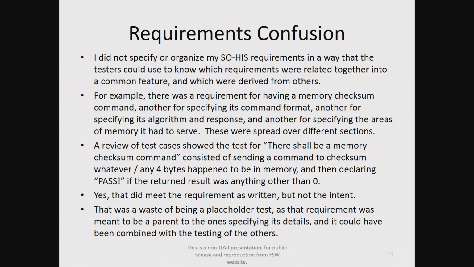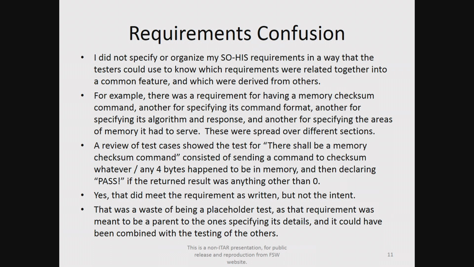So now for a couple of examples on various things from my projects. For HIS, I did not really specify very well which of my requirements were high level or low level when I wrote them and how they related to each other. One example is memory checksum, where at the high level I say, okay, we shall have a command to check some memory. Then there were other derived requirements specifying, okay, it shall be in this standardized format, it shall have this output, it shall have this algorithm, it shall cover these areas of memory.